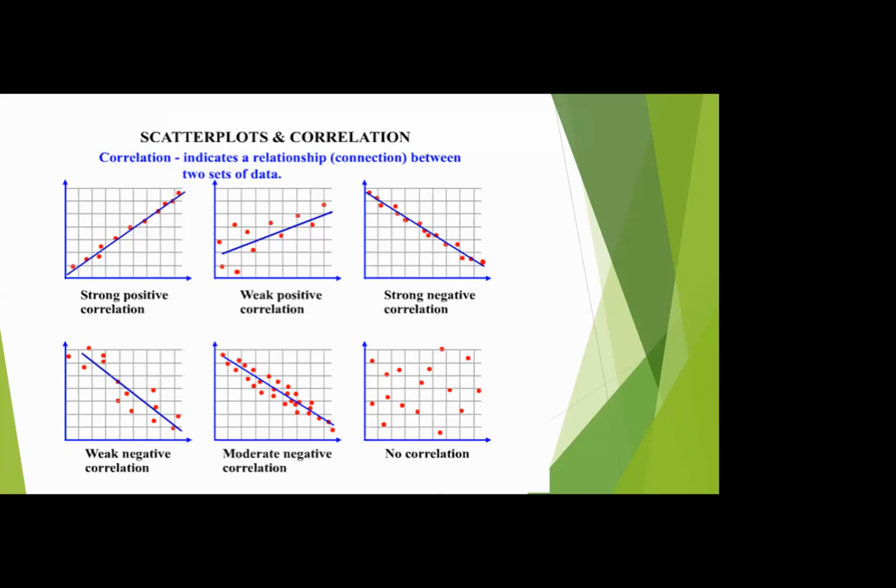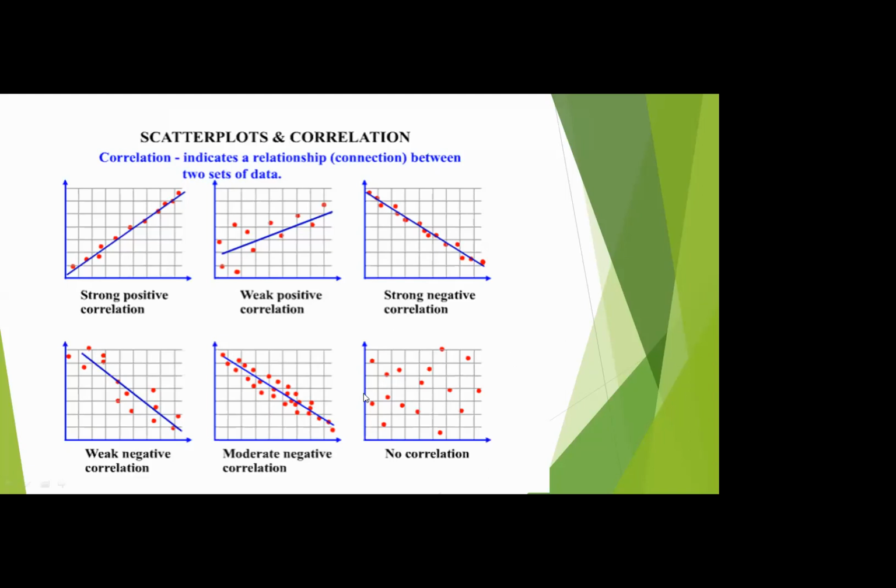And here the scattering is a little bit less. It's almost close to the linear line, but not on the line. Most of the points are near the line, but only a few are on the line. So we can say that it is a moderate negative correlation.